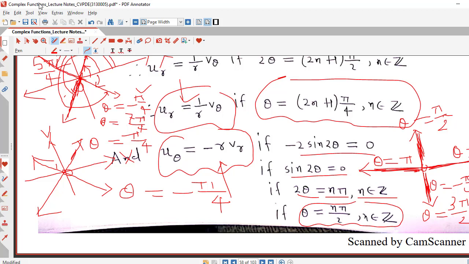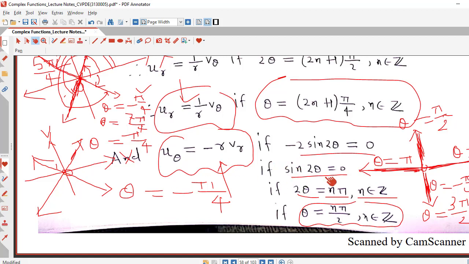And the first equation is satisfied if the argument is a multiple of π/4. At 0 they are not satisfied, or we don't want to check at z equal to 0. At z equal to 0 we could use the definition of partial derivatives also, but the function is undefined at z equal to 0, so we are not worried about it. Now we can observe that the equation ∂u/∂r = (1/r)(∂v/∂θ) is satisfied at all the points on these two lines, θ equal to π/4 and θ equal to −π/4, except 0.